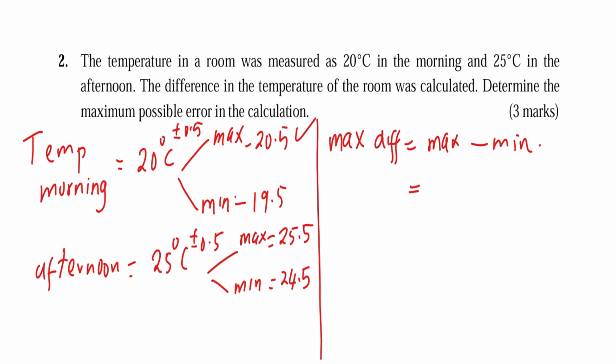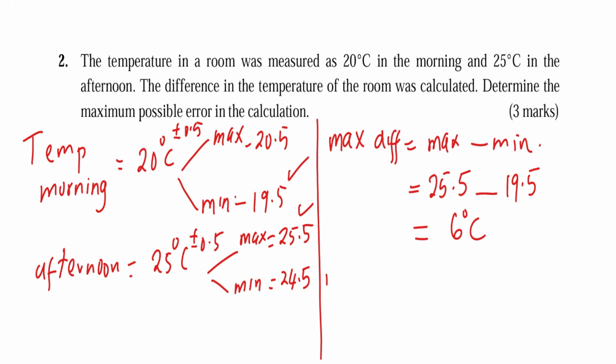So the maximum of the highest number is this. So it's supposed to be 25.5 minus the minimum number of the lowest number, which is this one, minus 19.5. So at the end result, 25.5 minus 19.5 gives you 6 degrees Celsius. That's not the answer.